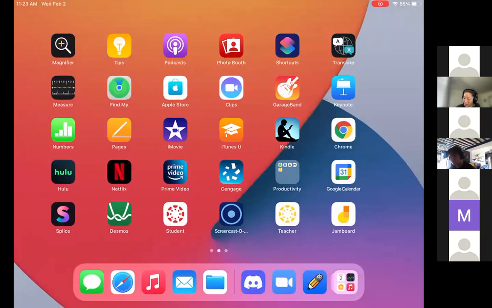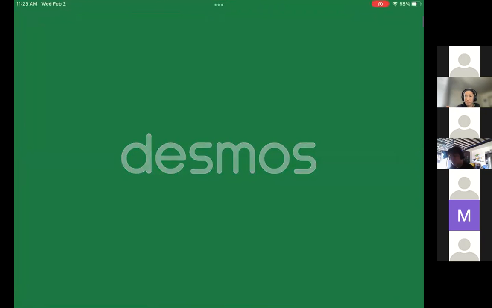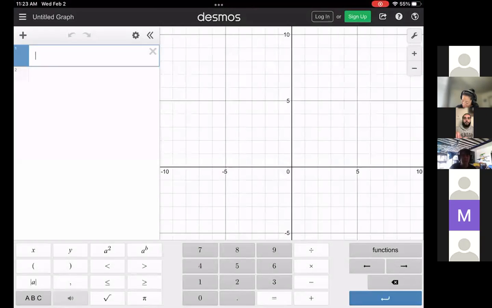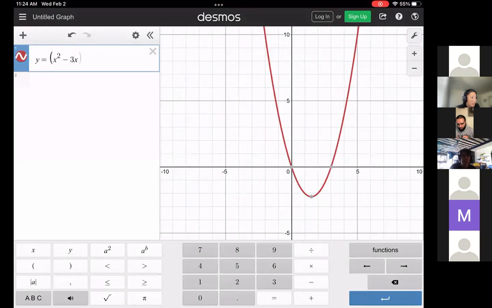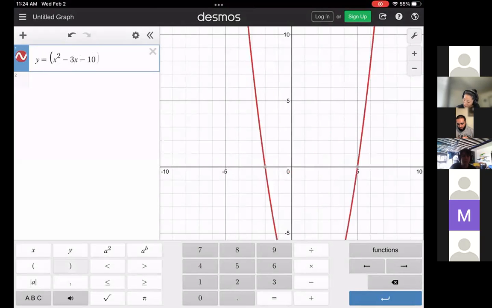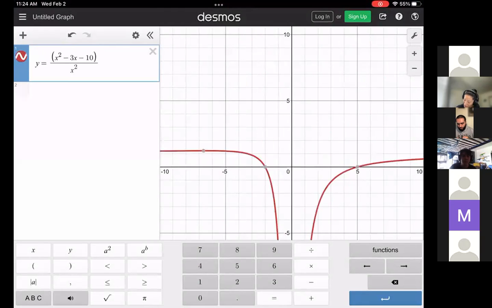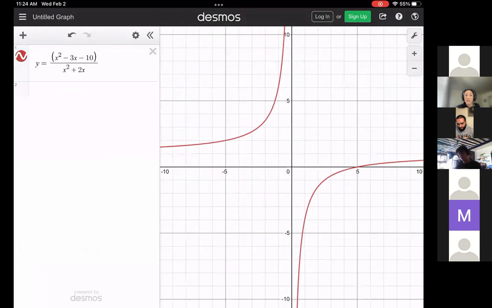So I'm going to go ahead to Desmos. And if we're putting in something as a big fraction, usually I like to open up parentheses, then I can put the whole thing over a denominator. So we had x squared minus 3x minus 10, and then I'm going to divide it by x squared plus 2x. Great. Okay. So we should have a graph that kind of looks like this.